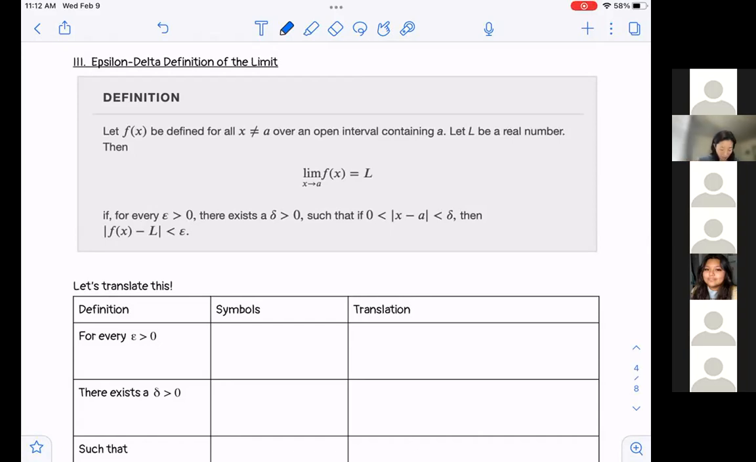All right, so it is 11:12 right now, and let's be back at 11:20. I know this has been a lot of dense conceptual stuff, so let's be back at 11:20 today, and we'll finish off class with this epsilon delta definition of the limit.